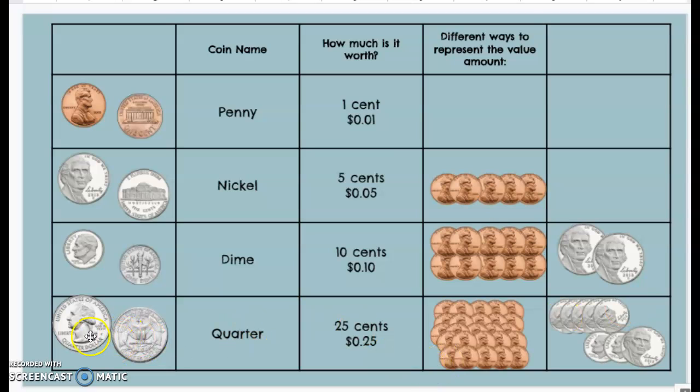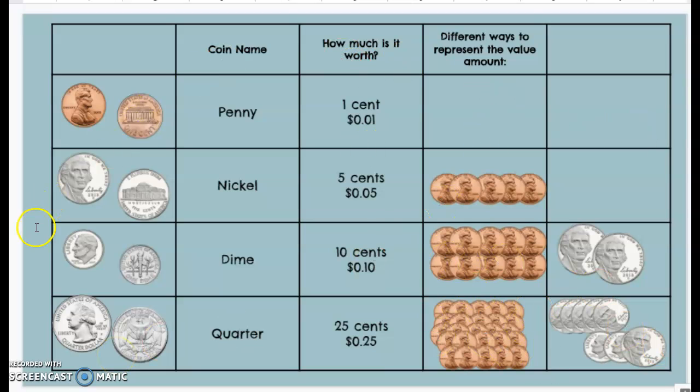And then we have a quarter. A quarter is 25 cents. So you could have 25 pennies. We could do 5 nickels. We could do 2 dimes and 1 nickel. You could do a dime, 2 nickels, 5 pennies. There's a lot of different ways that you can represent 25 cents, but this is all that I included right here.